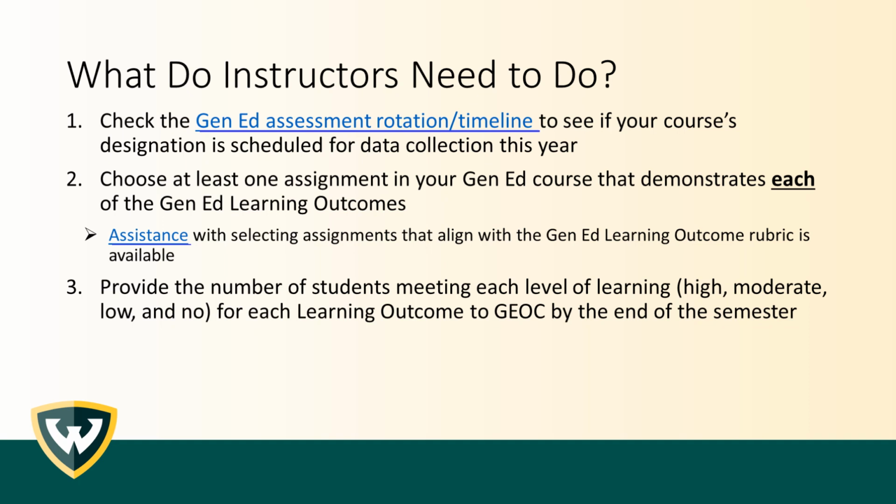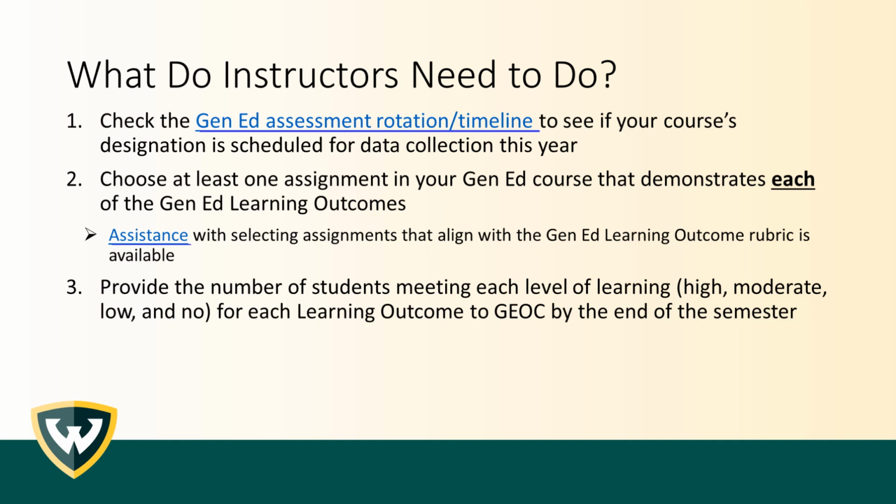Second, choose one or more assignments in your Gen Ed course that demonstrate each of the Gen Ed learning outcomes. If multiple assignments demonstrate a Gen Ed learning outcome, you must decide how to combine or average the information to assign frequencies to the levels of the learning outcomes. You can get assistance with alignment of course assignments to Gen Ed learning outcomes from WSU's Director of Assessment or from the Office for Teaching and Learning.